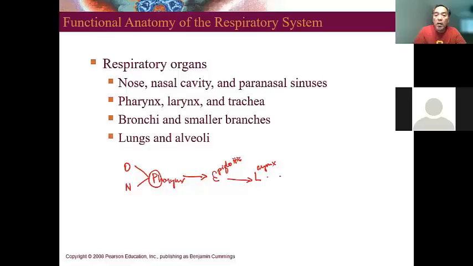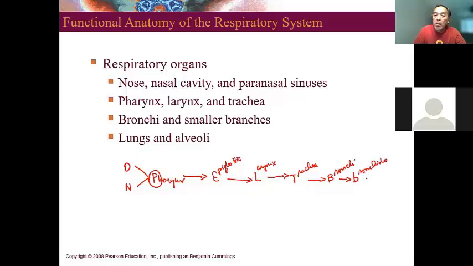And then from the L, it goes to the T. T is the windpipe called the trachea. And then from the trachea, the air now goes into the capital B. B is a tube that divides from the trachea. Those are what we call the bronchi. And then the bronchi become small, we call it a small b, and these are called your bronchioles.